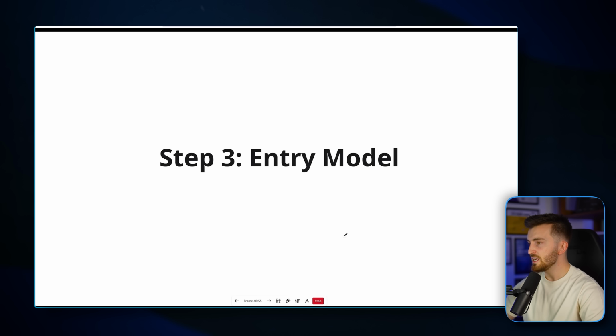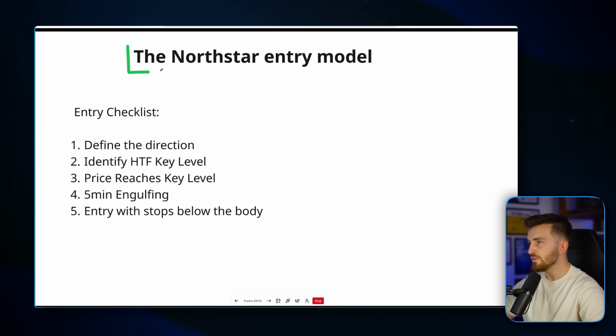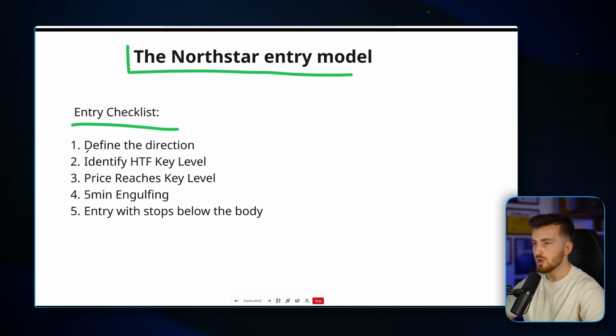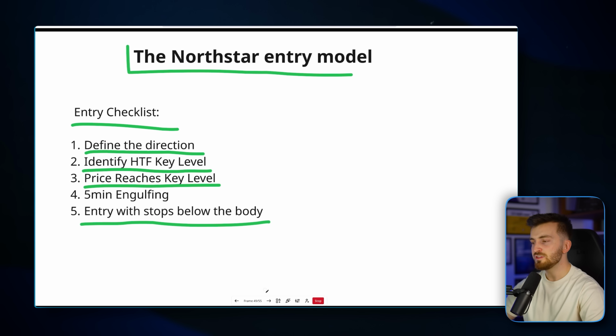So step number 3 is going to be the entry model. We call this the North Star entry model, and the checklist is very, very simple. We define the direction of the market, bullish or bearish. We identify the higher time frame key level that we expect the market to manipulate to. And once the market reaches that key level, we will only be looking for a 5-minute engulfing candle. And we enter with the stops below the body of the engulfing candle.